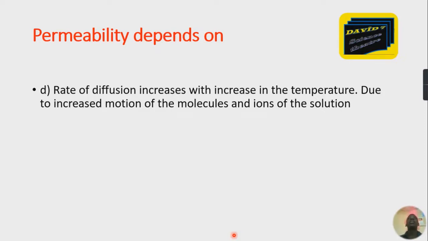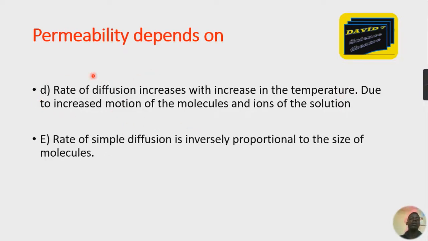It will depend on the distribution of protein channels per unit area. Another factor is that the permeability of the membrane also depends on the temperature. The rate of diffusion or permeability will increase with an increase in temperature. This is due to increased motion of molecules and ions of the solution. As temperature rises, motion increases, and diffusion will increase also.